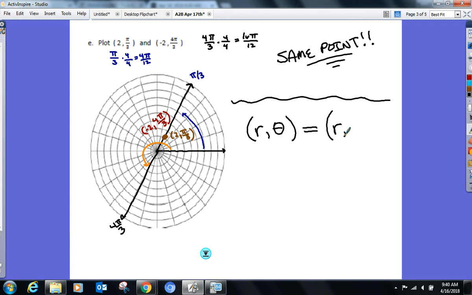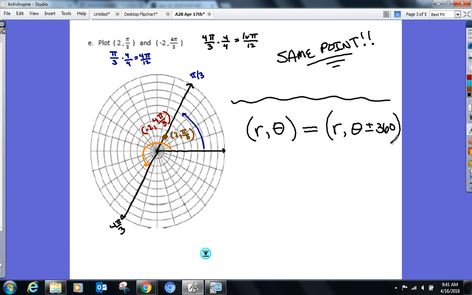Let me do that again. I could add or subtract 360 to theta. Everyone agree? Add or subtract. So I could do theta plus or minus 360, and I'd get that same point. Remember doing coterminal last couple days?